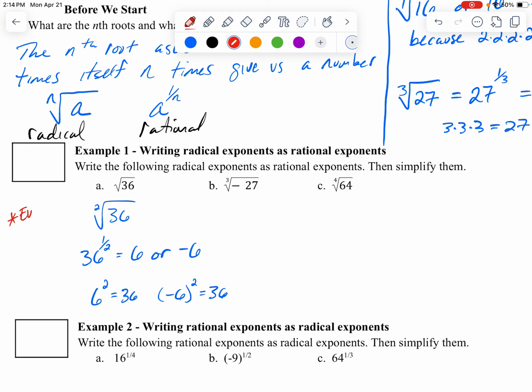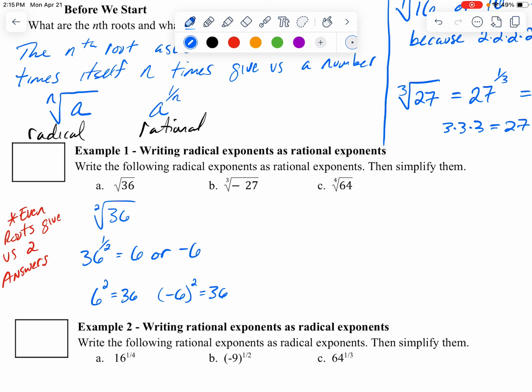Even roots give us 2 answers. And as we go through a few more examples, we'll see why that can't happen with odd roots. And we'll see another idea here too related to this.